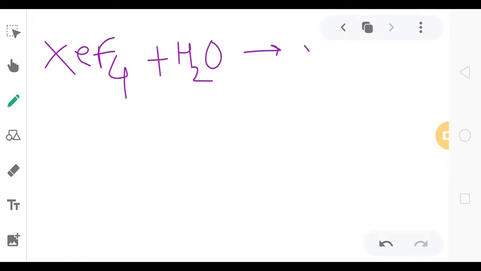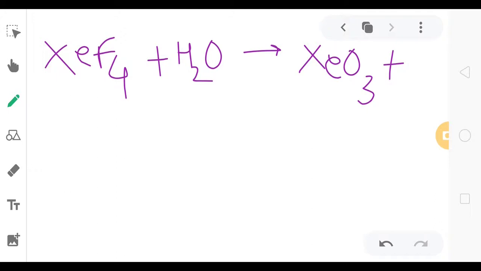If you are having xenon tetrafluoride and you are treating with the water, then also you are getting XeO3. Then how will you come to know that in your reaction the reactant was xenon tetrafluoride or xenon hexafluoride? How will you come to know?